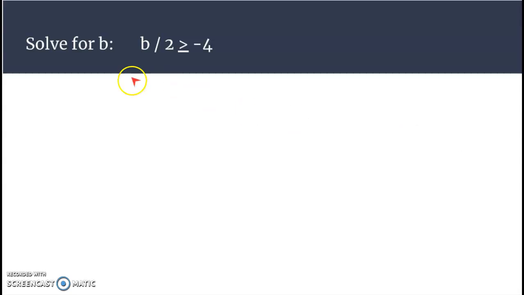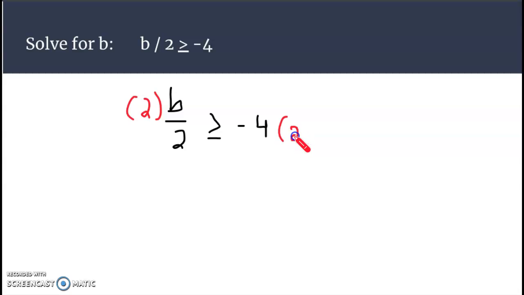First one, b divided by 2 is greater than or equal to -4. Let me rewrite that -4 first so maybe you can see how it looks from a fraction point of view. So b is being divided by 2, so we're going to do the opposite of divide by 2. We're going to multiply by 2 on both sides. Notice I multiplied by a +2, so that rule does not apply. b is now by itself. b is greater than or equal to -8.